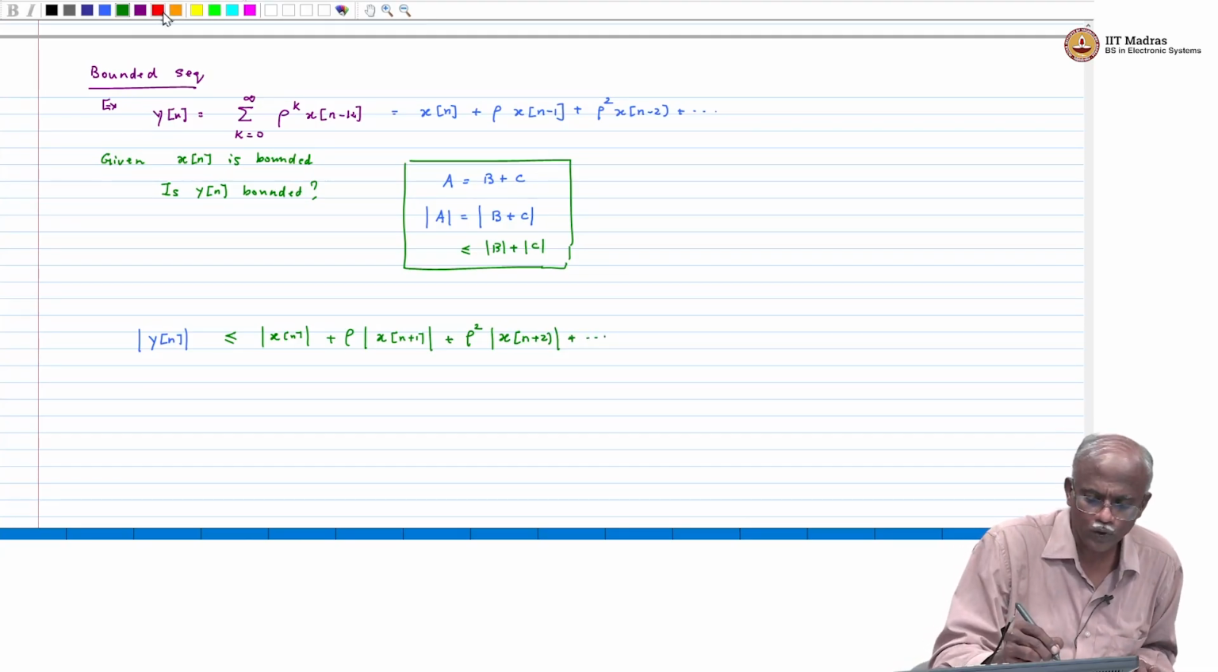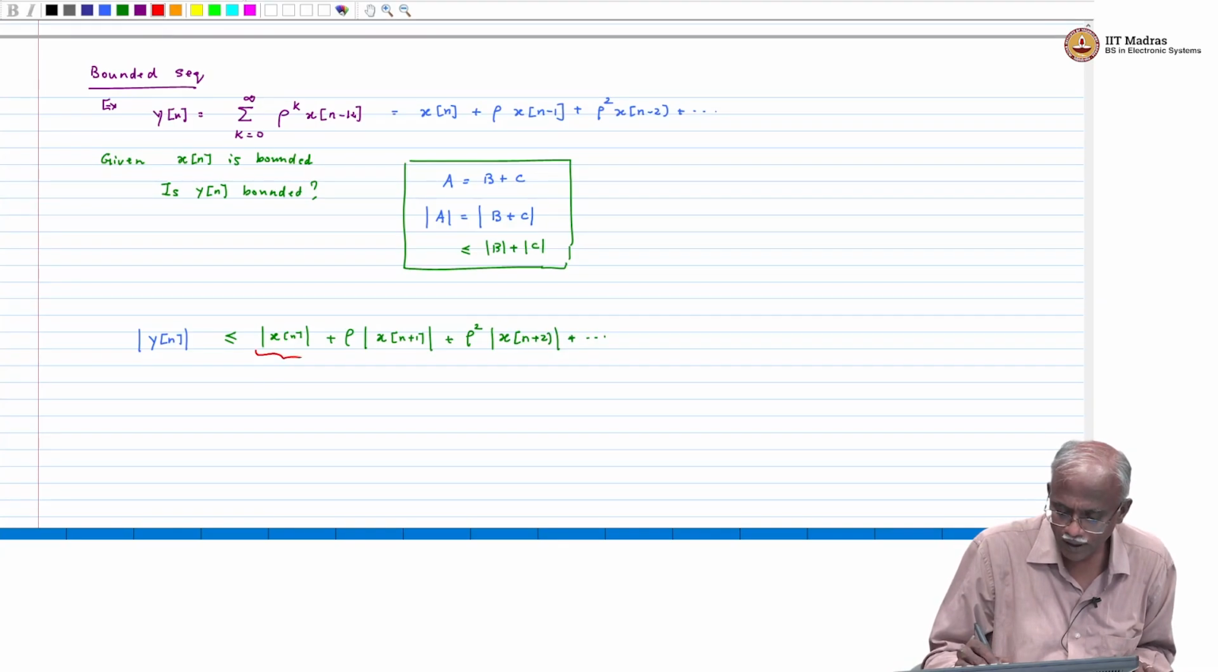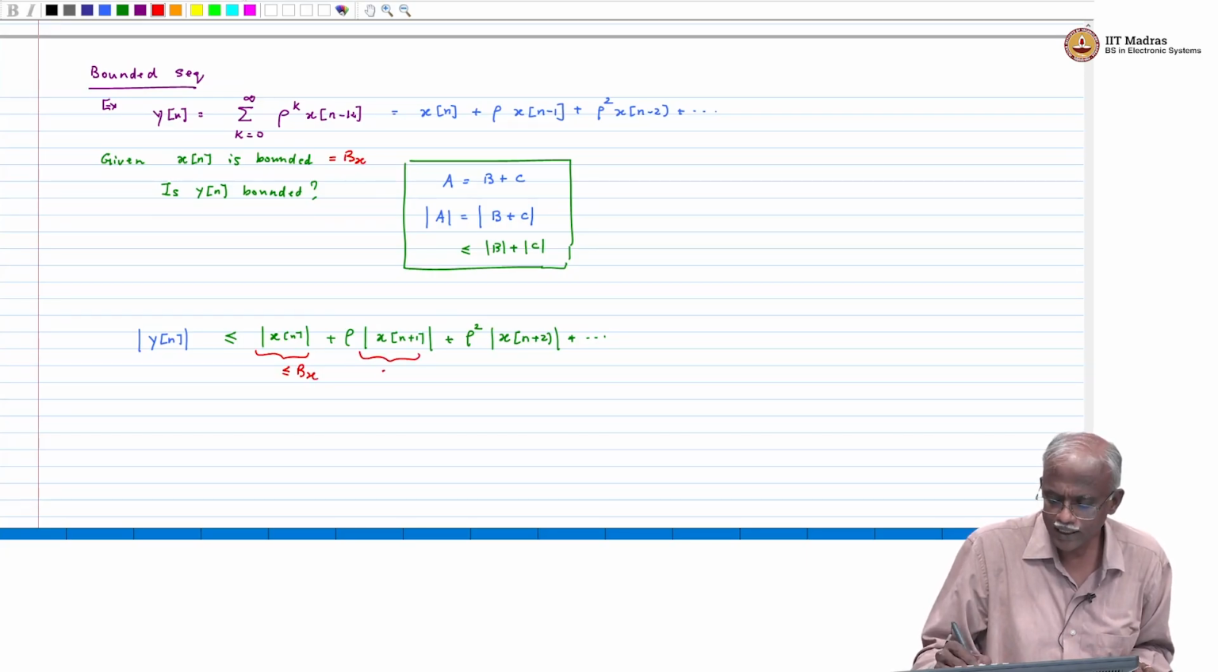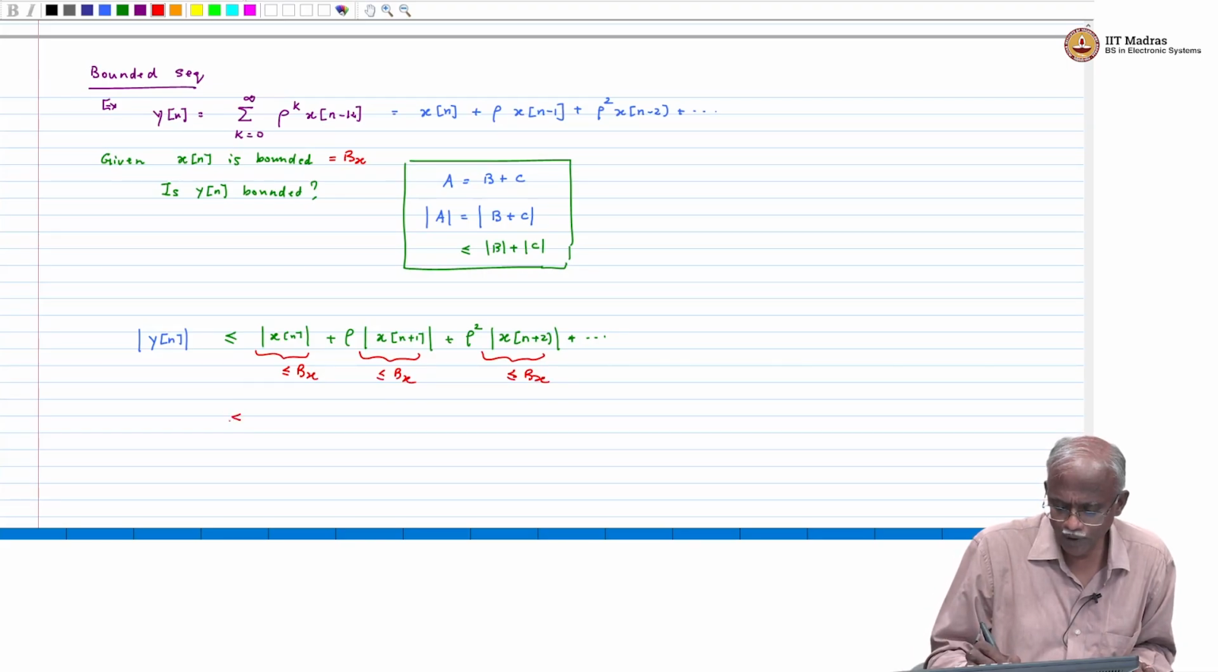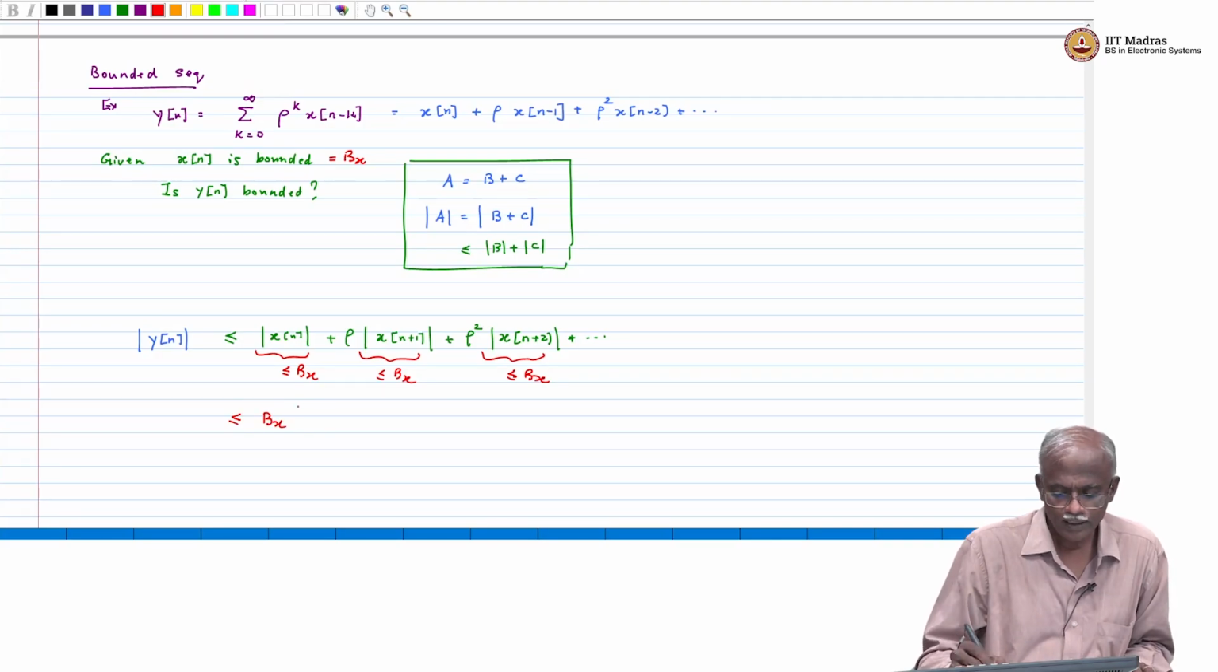Okay. And we know that each of these terms is upper bounded, it's a bounded sequence. So basically the bound is equal to bx. So this is less than or equal to bx, this is less than or equal to bx, this is less than or equal to bx and so on. So we can say that this upper bound can further be written as, wherever there is the modulus term, you write it as bx. Then what is left? You will be left with 1 plus rho plus rho squared all the way to infinity.